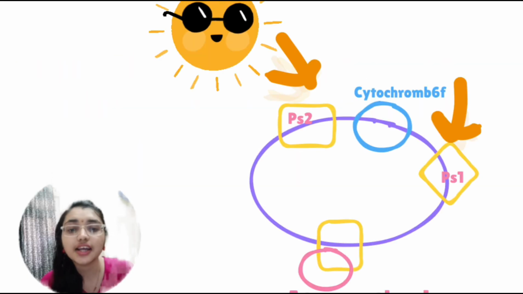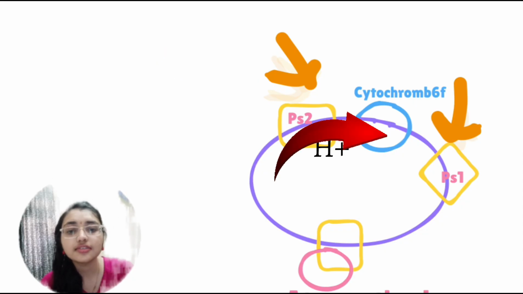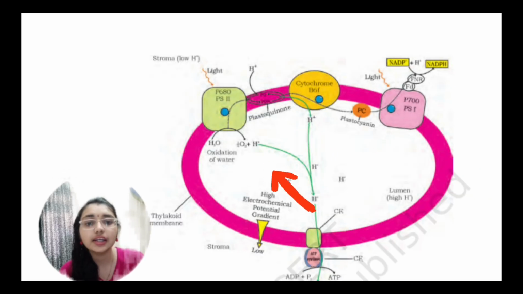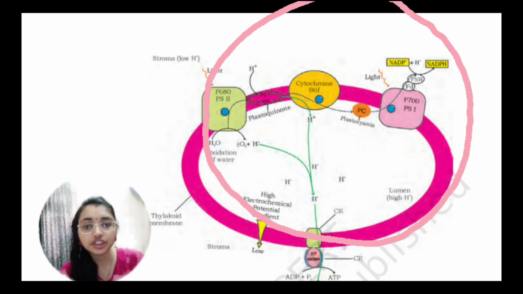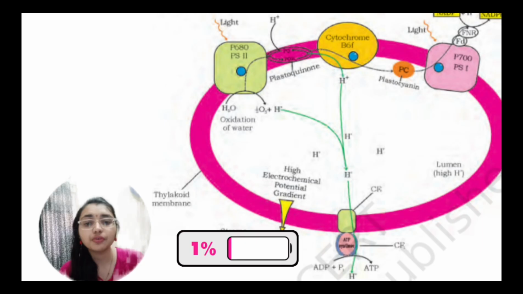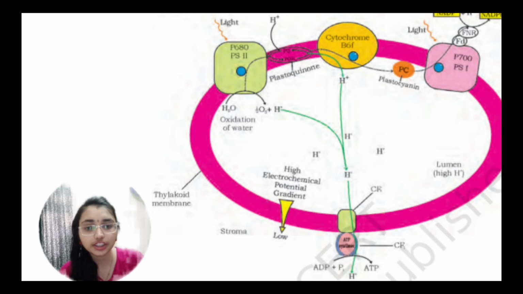Here we can see in this diagram there is PS1 and PS2. Electrons are getting excited and moving through electron carriers like the cytochrome b6f complex, and during this process water is splitting, that is photolysis is happening, releasing oxygen. The electrons and protons are released, and these protons accumulate inside the thylakoid lumen, creating a high concentration, while the stroma has a lower concentration, and together they form a proton gradient. This gradient acts like stored energy.